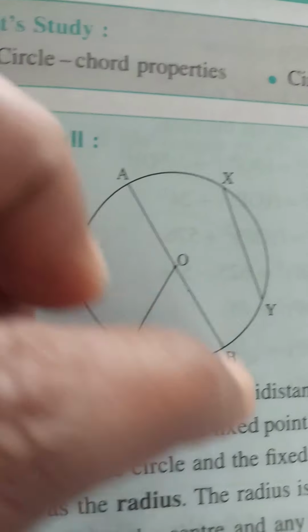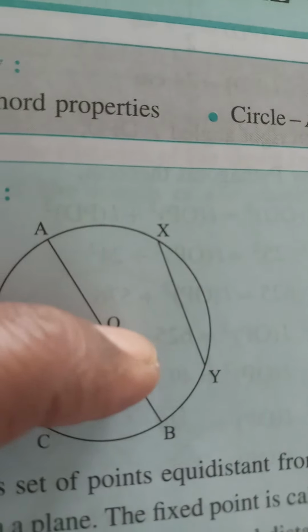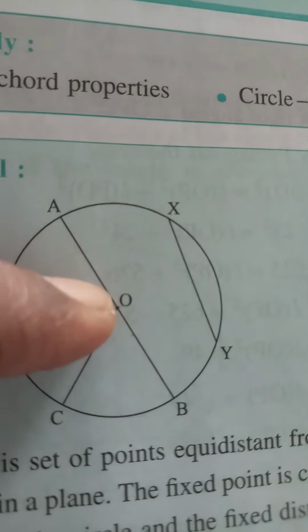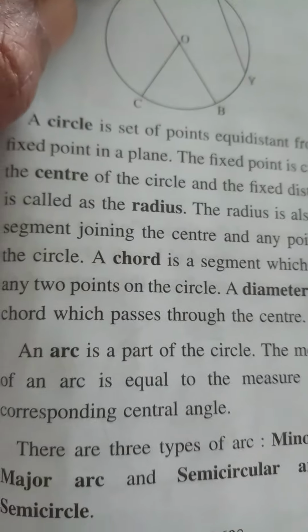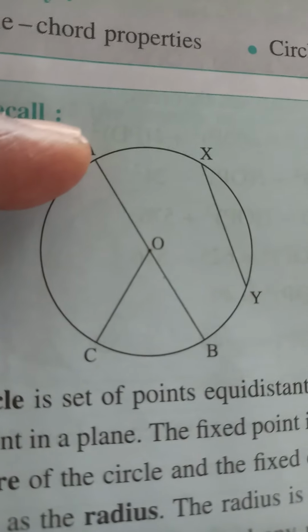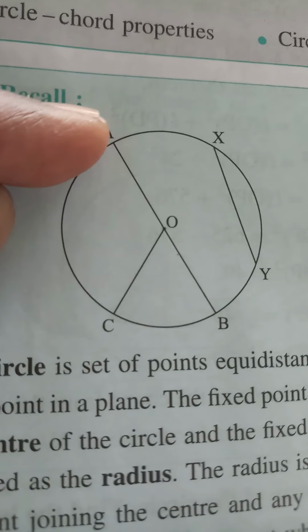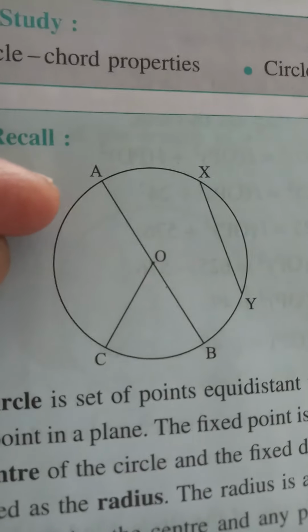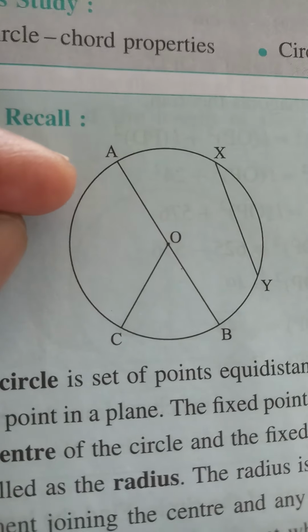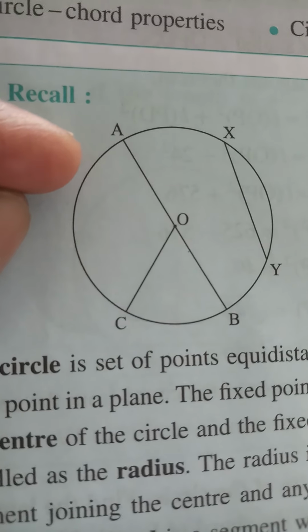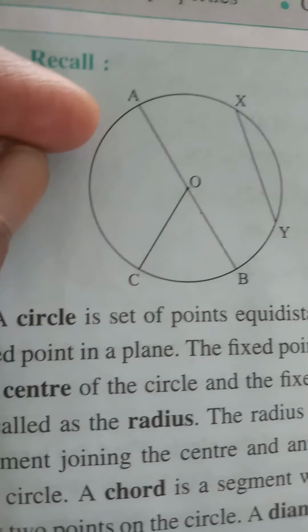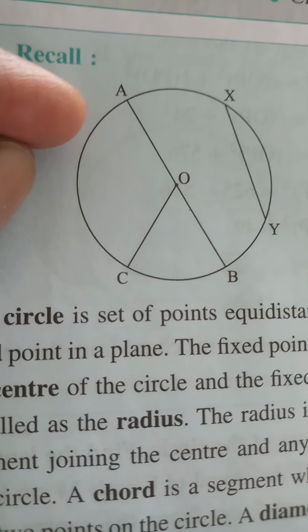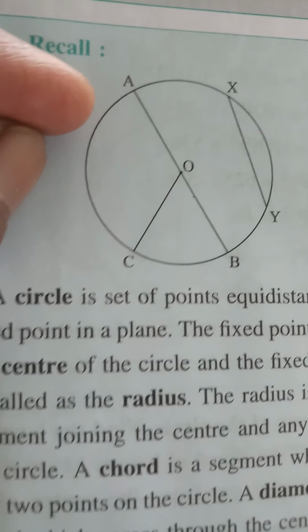OC, OA and OB. XY is not a radius because it is not drawn from the center of the circle, but it is a chord. A segment joining any 2 points on a circle is called a chord. Now see, AB is the diameter of a circle and it is the longest chord of a circle. Diameter is always double the radius, children, and radius is always half of the diameter.